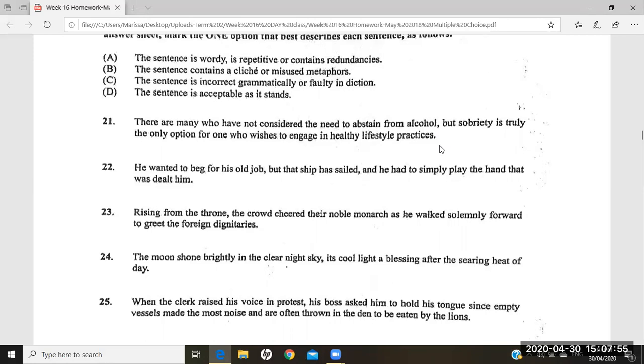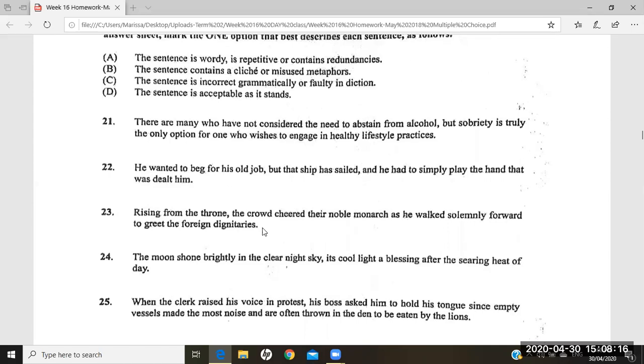Number 22 says, he wanted to beg for his old job, but that ship has sailed and he had to simply play the hand that was dealt him. So for 22, what was the answer for 22, Hania? Yes, it was B, because we have the cliche that ship has sailed.